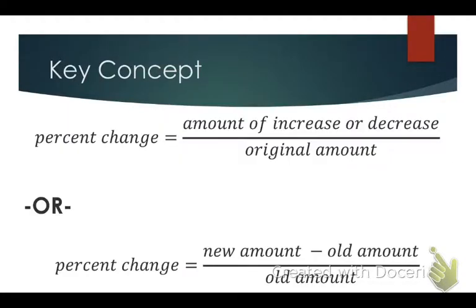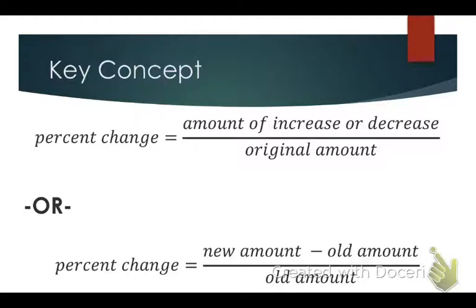So when we're looking at percent change, most of the time I have seen students use this top formula here, but I have also seen some students use the bottom, so I have them both up here. Percent change equals the amount of increase or decrease divided by the original amount. A shorthand way of remembering this is percent change is new amount minus old amount divided by the old amount. So new minus old divided by old.